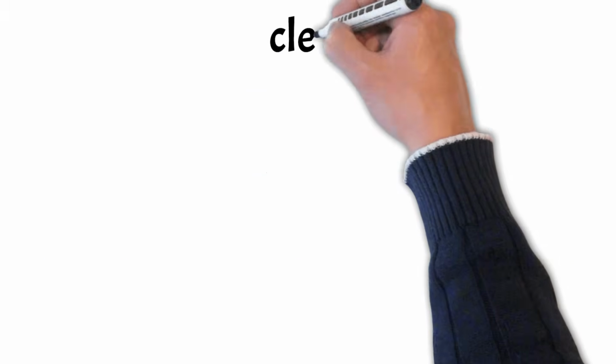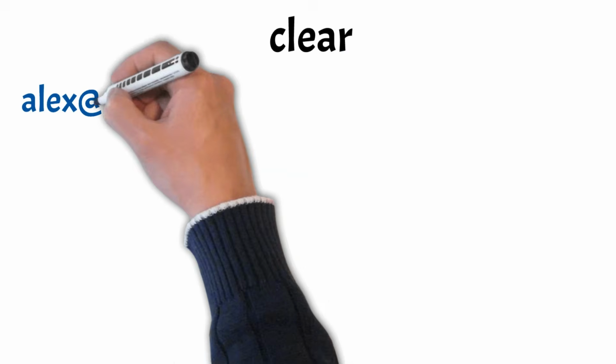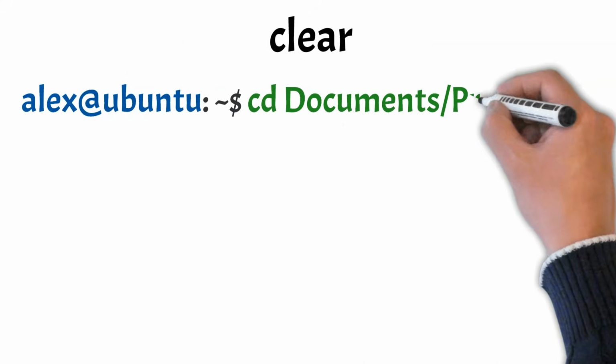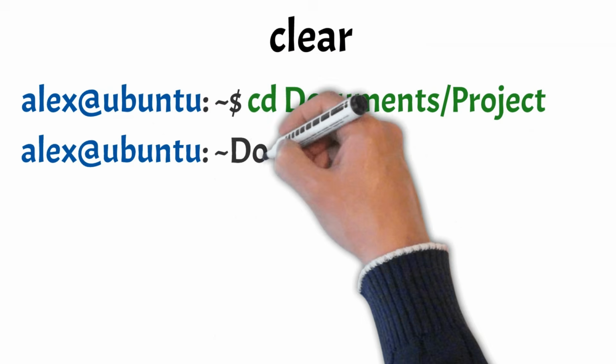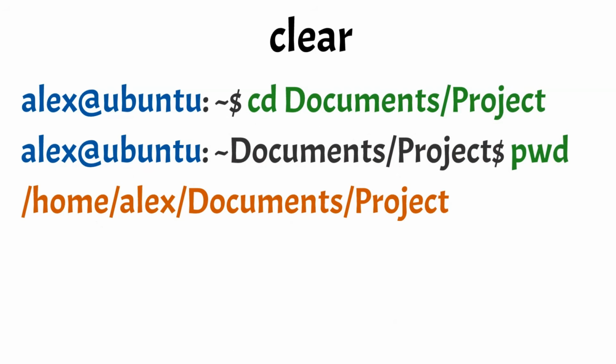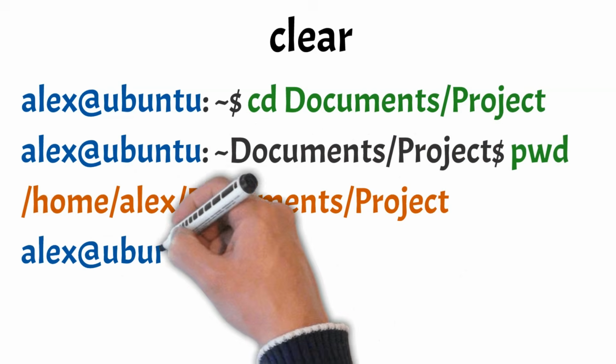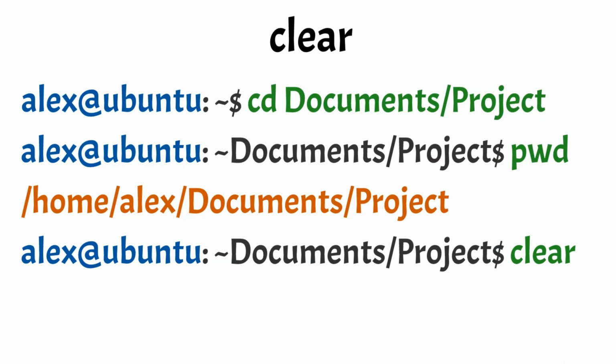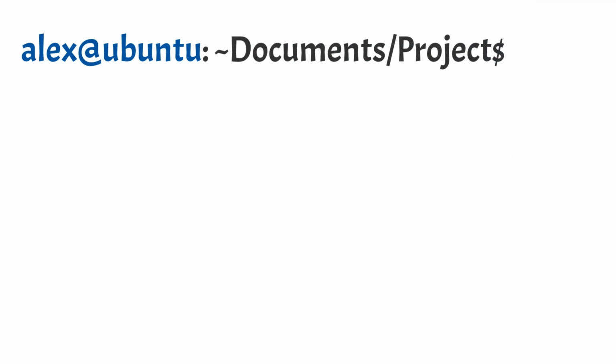Moving on, we have clear. Clear is a simple but helpful command that clears the terminal screen. It doesn't delete anything. It just moves all the previous output out of view, giving you a clean space to work in. This can be useful when your terminal gets cluttered after running many commands. Just type clear and press enter, and your terminal will look fresh again.